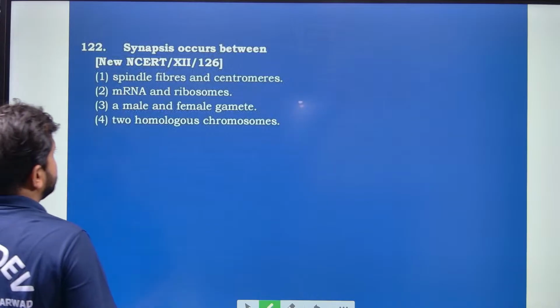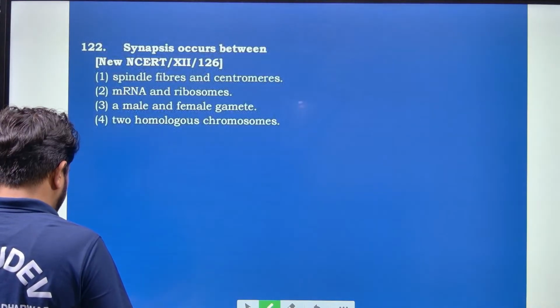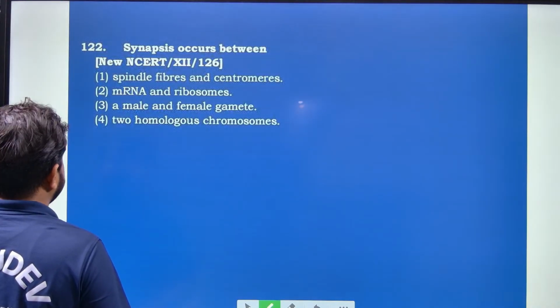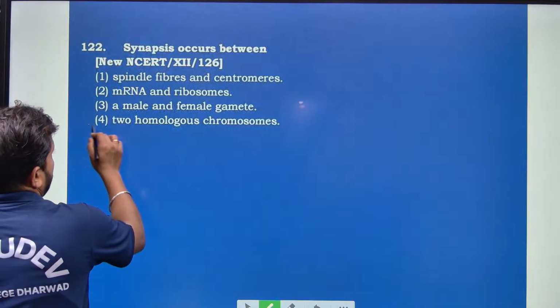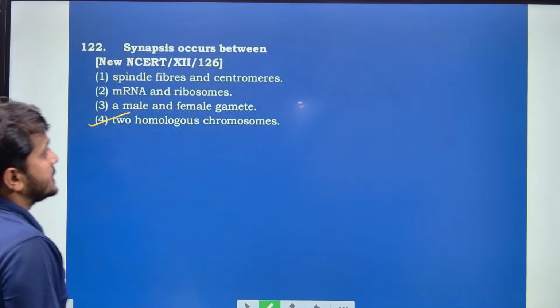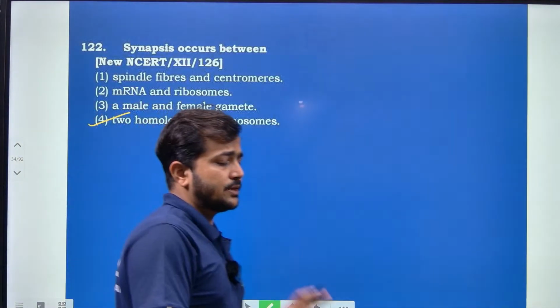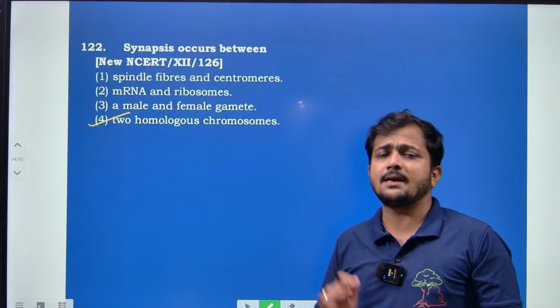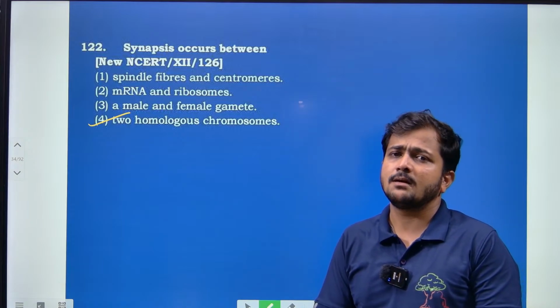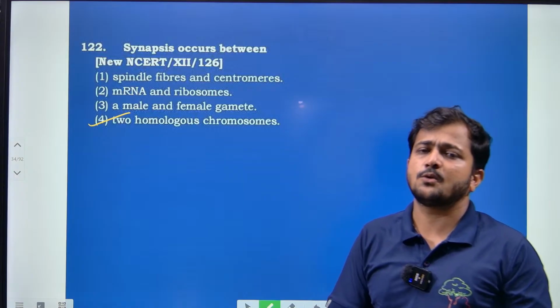Then synapsis occurs between, right? Synapsis occurs between the two homologous chromosomes. The synaptonemal complex is with respect to meiosis 1 only. It begins at the zygotene stage and continues up to the pachytene stage.